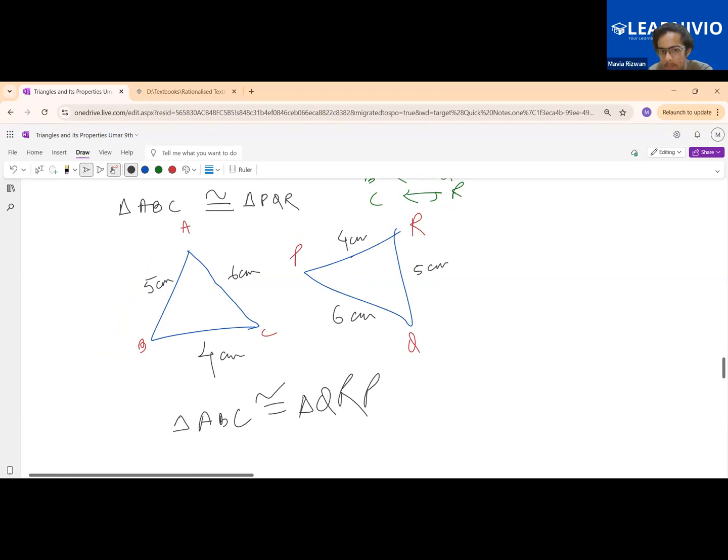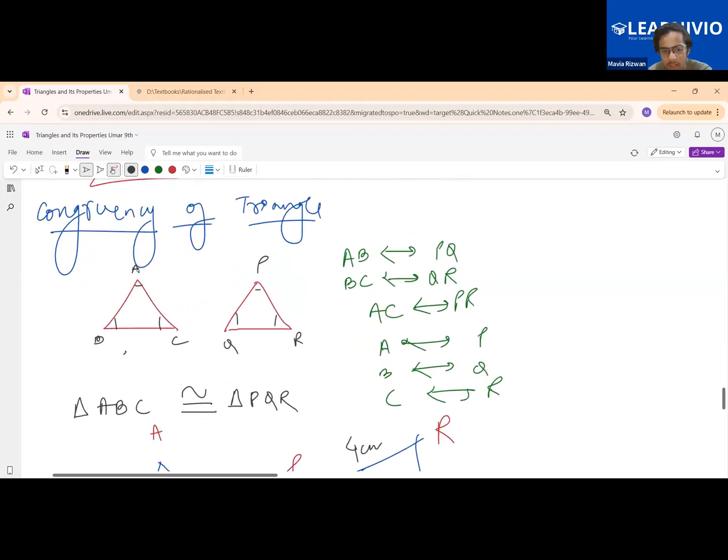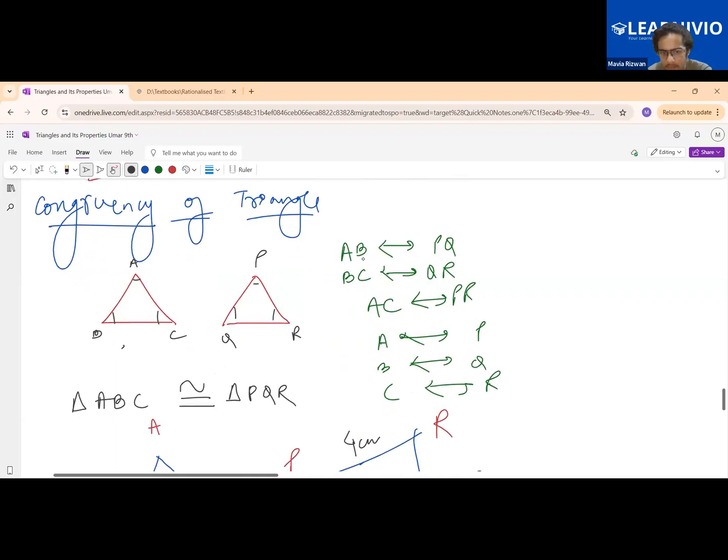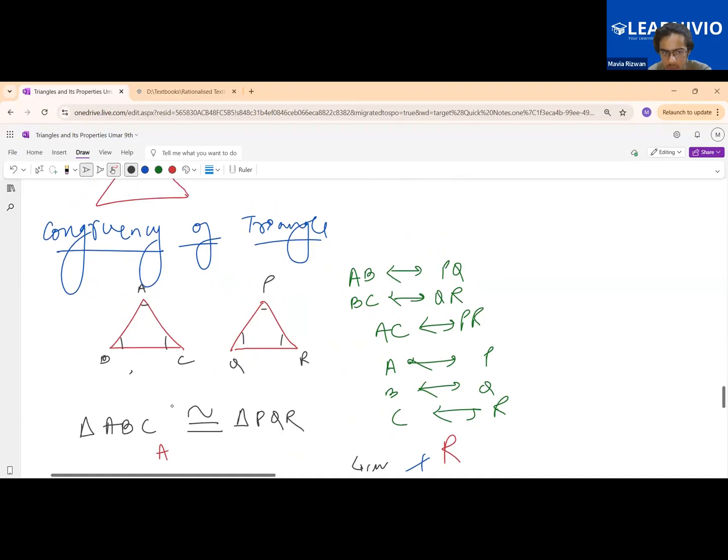Is this clear? No, sir. That's fine. See, Umar, first focus on this only. I said ABC is congruent to triangle PQR, right? Yes, sir. Achha, Umar, first note this down. I'll tell you the next part later. First write this much down. Okay, sir.